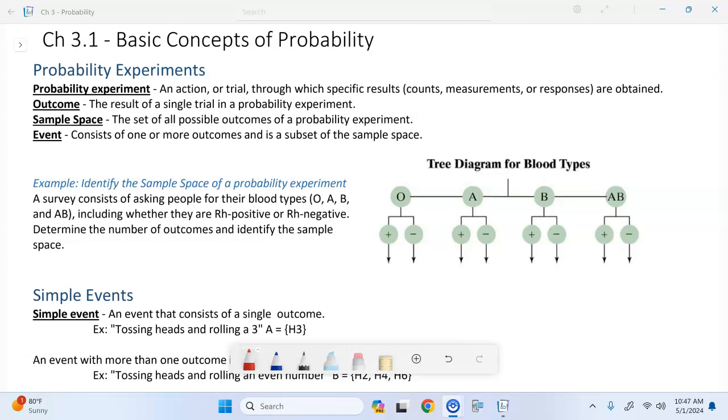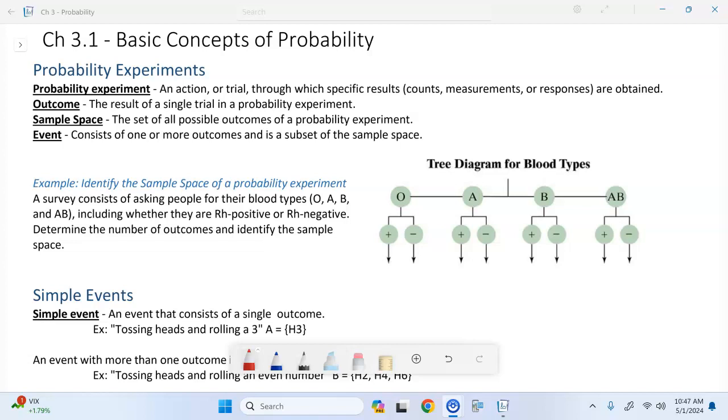So some definitions to go through real quick. A probability experiment is an action or a trial in which specific results are obtained. So a count, a measurement, survey results, responses, things like that. When we do an action, that is considered an experiment. The outcome is the result of one trial in a probability experiment. So we can survey a bunch of people, and the response that we get from every single person is an outcome. We can flip a coin.